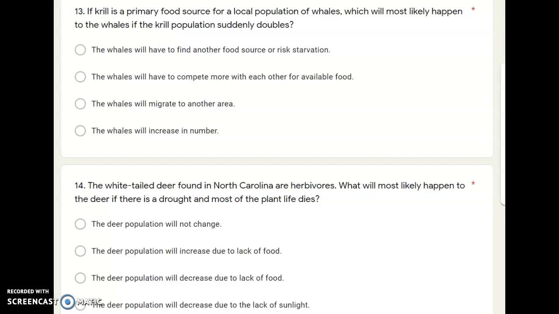Number 14. The white-tailed deer found in North Carolina are herbivores. What will most likely happen to the deer if there is a drought and most of the plant life dies? Choice 1, the deer population will not change. Choice 2, the deer population will increase due to lack of food. Choice 3, the deer population will decrease due to lack of food. Choice 4, the deer population will decrease due to the lack of sunlight.